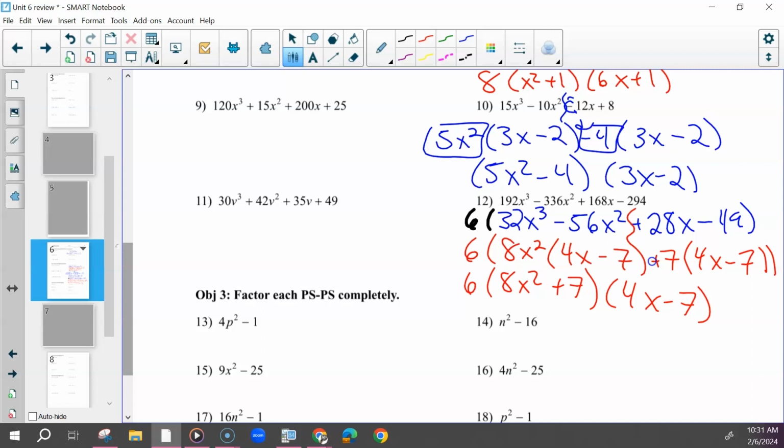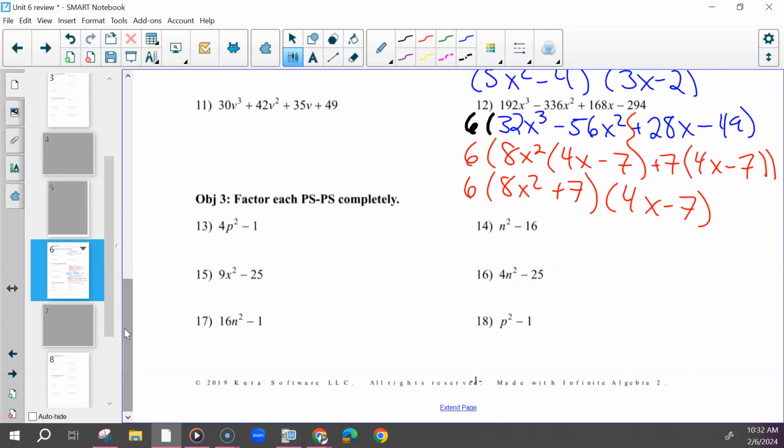Questions in general with grouping. Okay. This says PS is perfect square, but it's really difference of squares. So any of those, 13 through 18, on that first page. 15. I heard another number. 16.